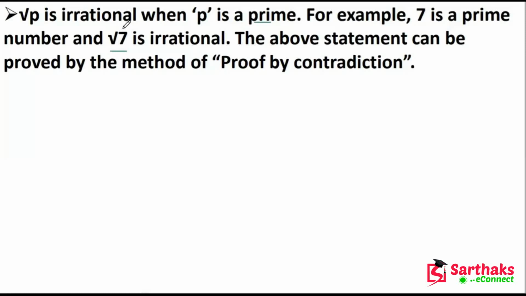The above statement can be proved. The important thing is that under root 7 is irrational. This statement can be proved by the method of proof by contradiction. We will see. So let's take an example of proof by contradiction.